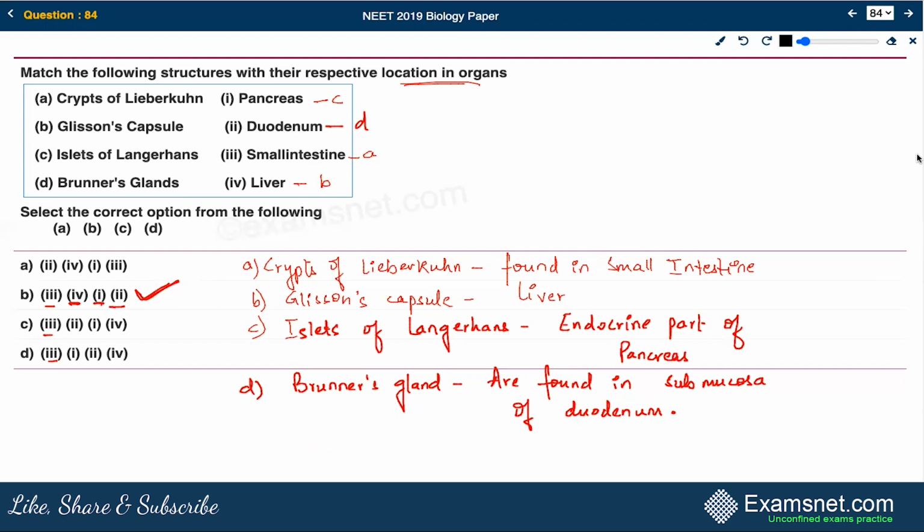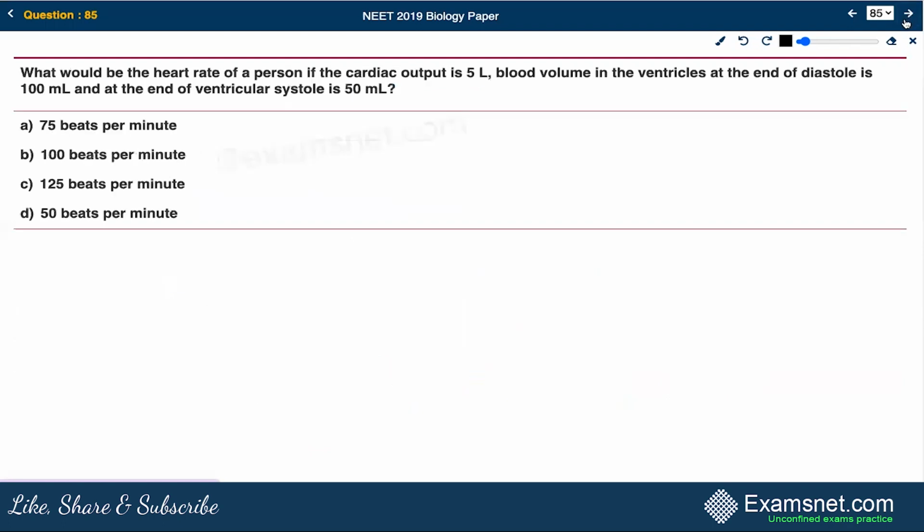All right, now let's move on to the next question, which is question number 85. So question number 85 says that what would be the heart rate of a person if the cardiac output is 5 liter, blood volume in the ventricles at the end of the diastole is 100 milliliter, and at the end of the ventricular systole is 50 milliliter. Now let us calculate this numerical on the basis of the formula that we have already studied, and that is called cardiac output.